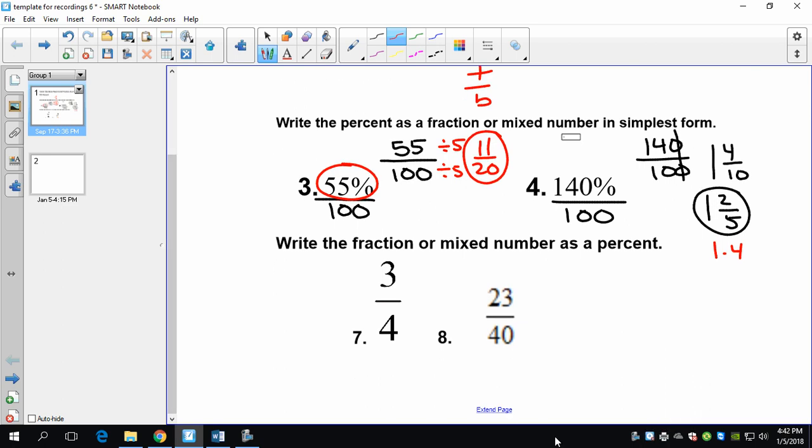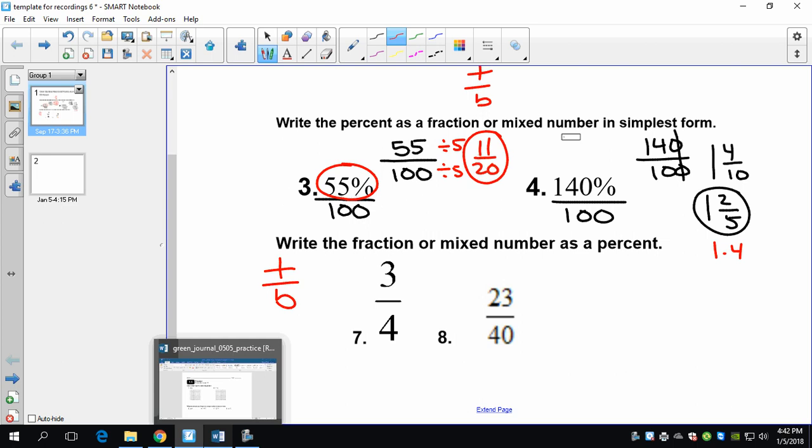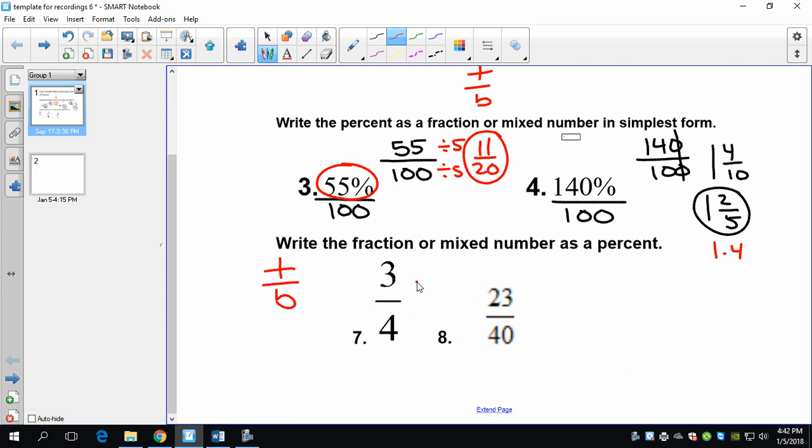The last two here, 7 and 8, it says write the fraction or mixed number as a percent. If you have 3 over 4, this goes back to the top part that we did. You're just doing top divided by bottom. That's 3 divided by 4. If you do 3 divided by 4 on your calculator, you're going to get 0.75. 0.75 is the decimal, and then we would have to move our decimal 2 places to the right, and you're going to get 75%. So in other words, 3/4 is equal to 75%.